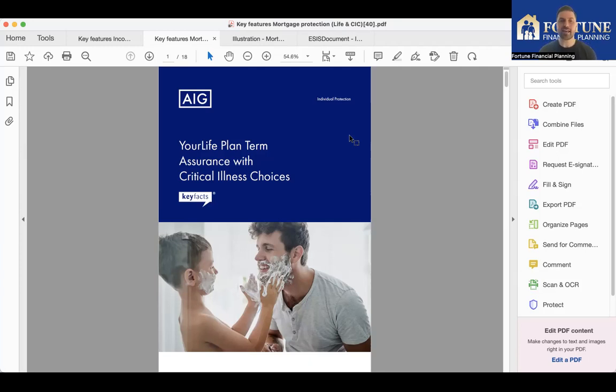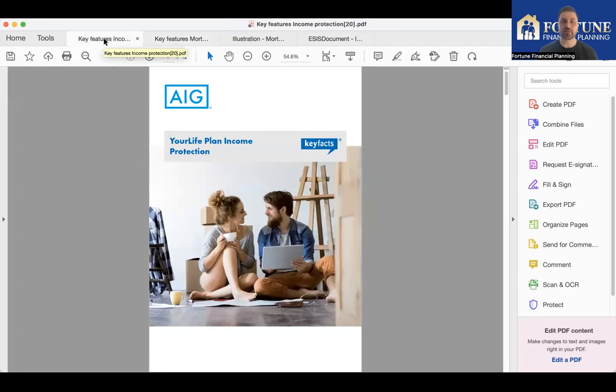So A is aims. What is the aim of the policy? The aim of this policy is to protect the mortgage debt and give you security should you have a critical illness. The aim of this policy is to replace your income if you're unable to work due to an accident or sickness or disability beyond your employer benefit.